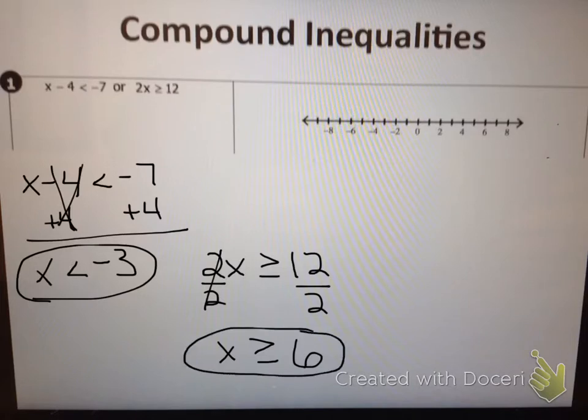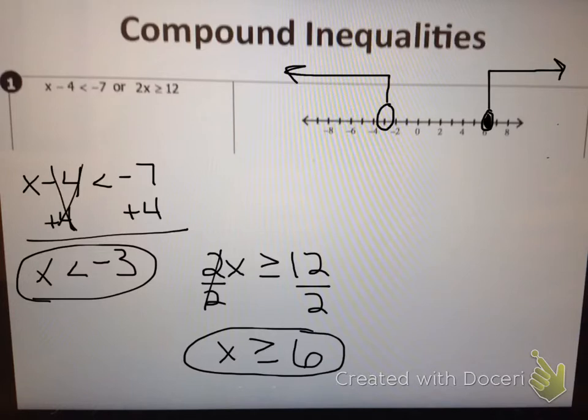Now for our graphs. The first one is going to be an open circle at negative 3, and we're talking about numbers that are less than, so our arrow should point to the left. The other graph is going to be at positive 6. The circle is going to be filled in because we're including 6 in our answer, and we're talking about numbers that are greater than that positive 6.